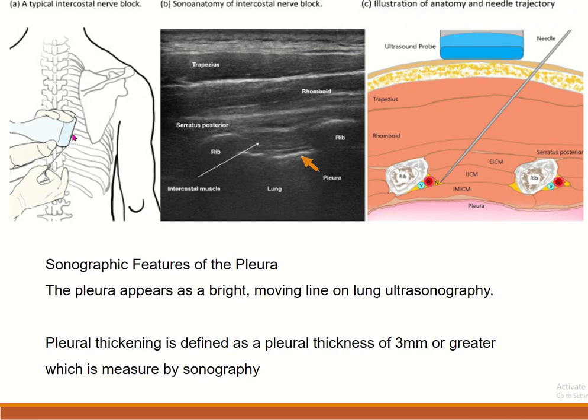This is the ultrasonography probe and it is placed in between two ribs. So these are the two ribs and this is the intercostal space with its muscle, and this bright line indicates the pleura, and this black shadow is for the lung. So this is the pleura, this is the pleura. Intercostal muscle, intercostal muscle.